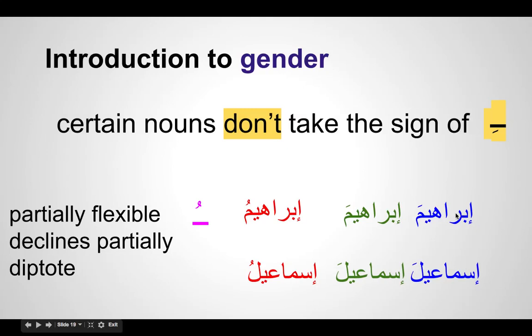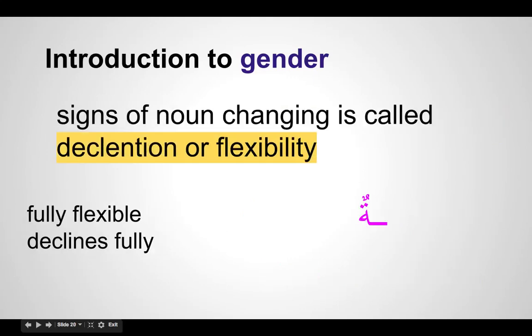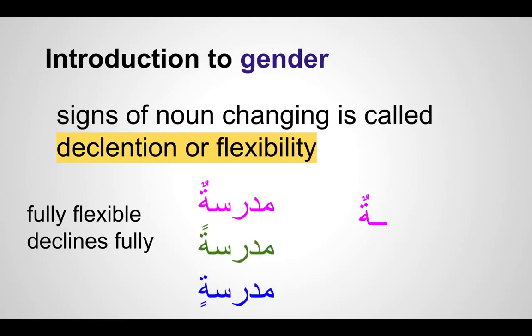Even if it is majroor, if any harf jar comes, you will not see a sign of kasra there, but we will still know that it is majroor because it is a dip toot. It is partially flexible. So coming to feminine words, they are fully flexible. Same condition here. If you see two dhammas, then that noun will be fully flexible. Okay. So let's give you an example. Mudarrisatun, mudarrisatan, mudarrisatin.